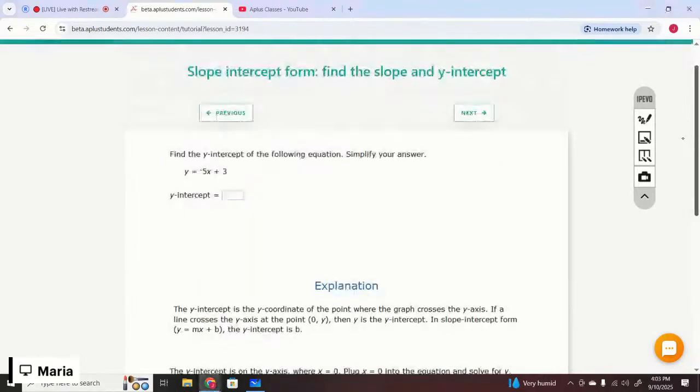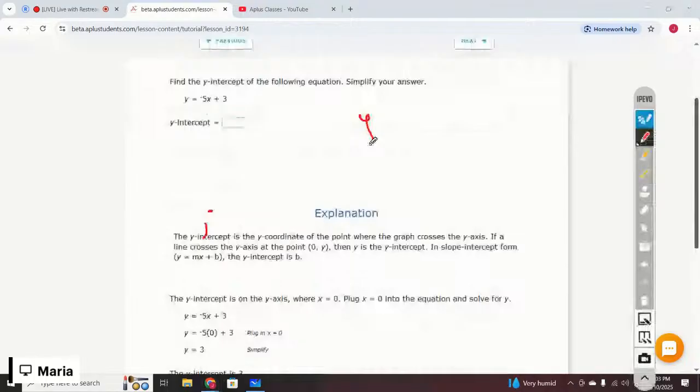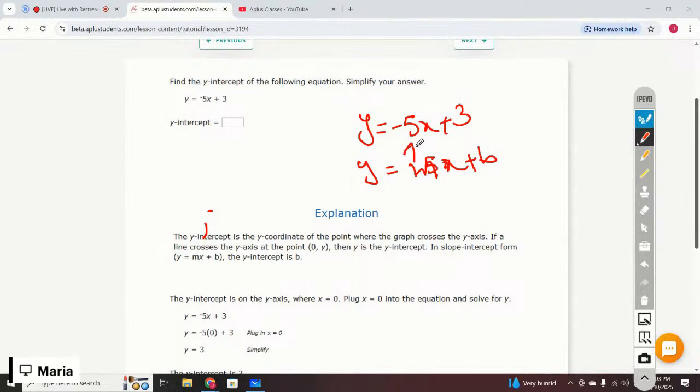And let me just tell you the simplest thing. The equation is y equals negative 5x plus 3. Just compare this equation with the general equation. The general equation of slope intercept form is y equals mx plus b. M is the slope that is negative 5. B is the y-intercept that is 3. So b equals 3.